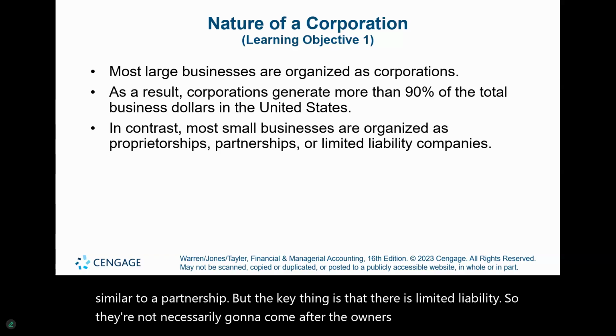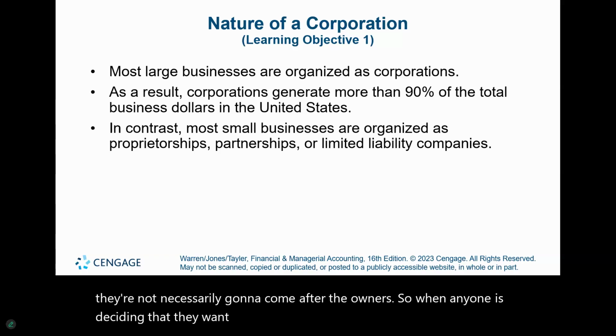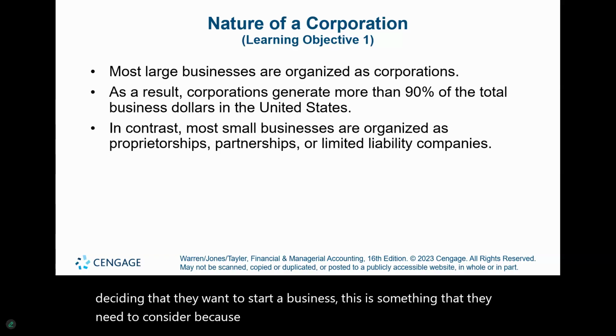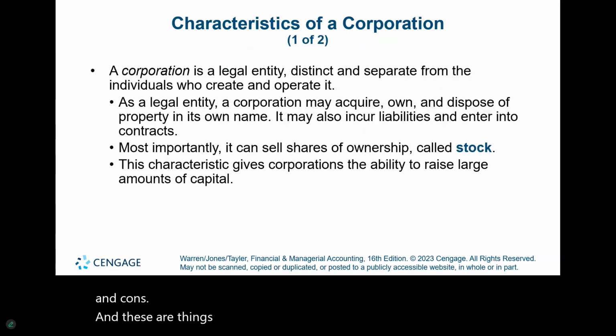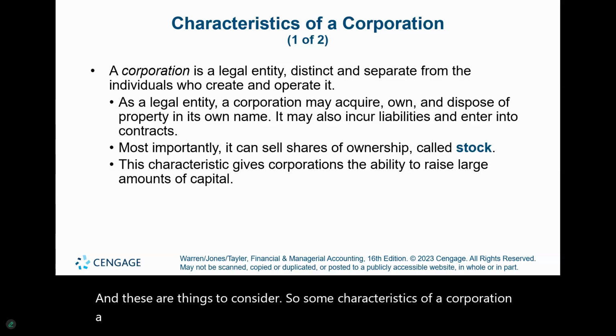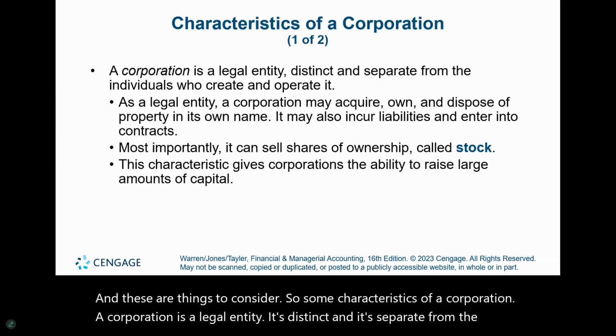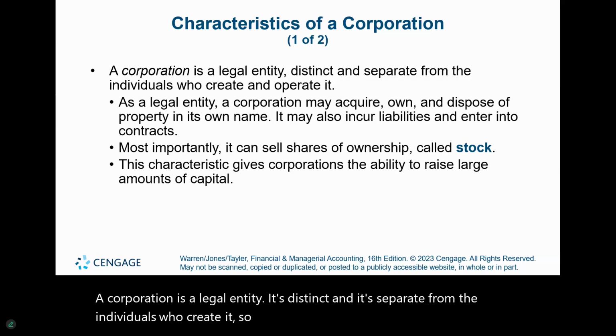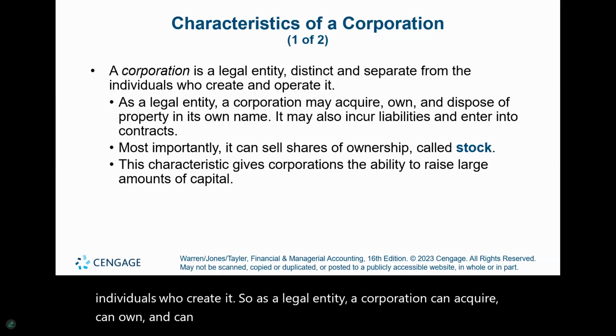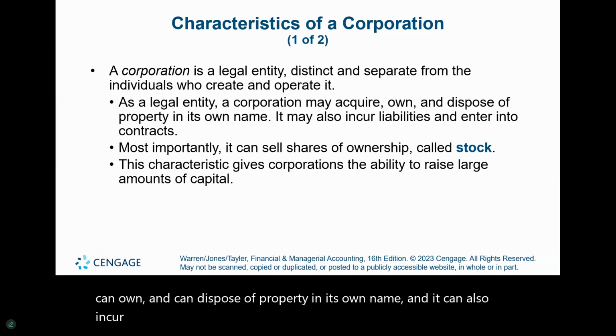When anyone is deciding that they want to start a business, this is something they need to consider, because obviously the structure of the business has pros and cons. Some characteristics of a corporation: it is a legal entity. It's distinct, and it's separate from the individuals who create it. As a legal entity, a corporation can acquire, own, and dispose of property in its own name, and it can also incur liabilities and enter into contracts.